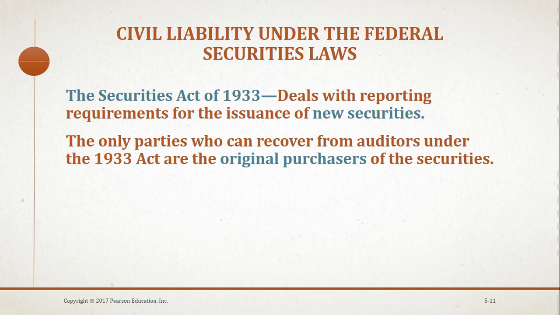The only parties who can recover from auditors under the 1933 Act are the original purchasers of securities. The amount of the potential recovery equals the original purchase price less the value of the securities at the time of the suit. If the securities have been sold, users can recover the amount of loss incurred. The Securities Act of 1933 imposes an unusual burden on the auditor. Section 11 of the 1933 Act defines the rights of third parties and auditors, which are summarized in the chapter.